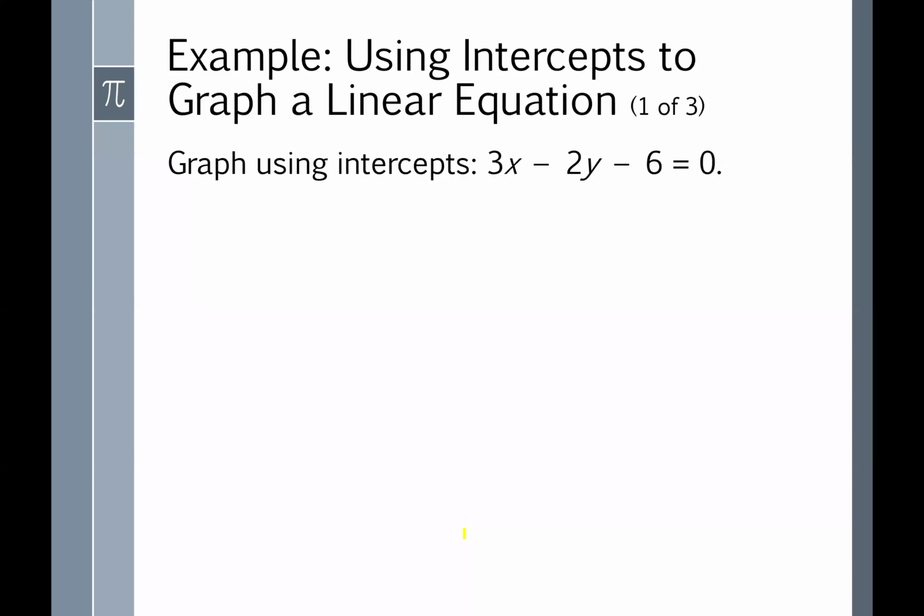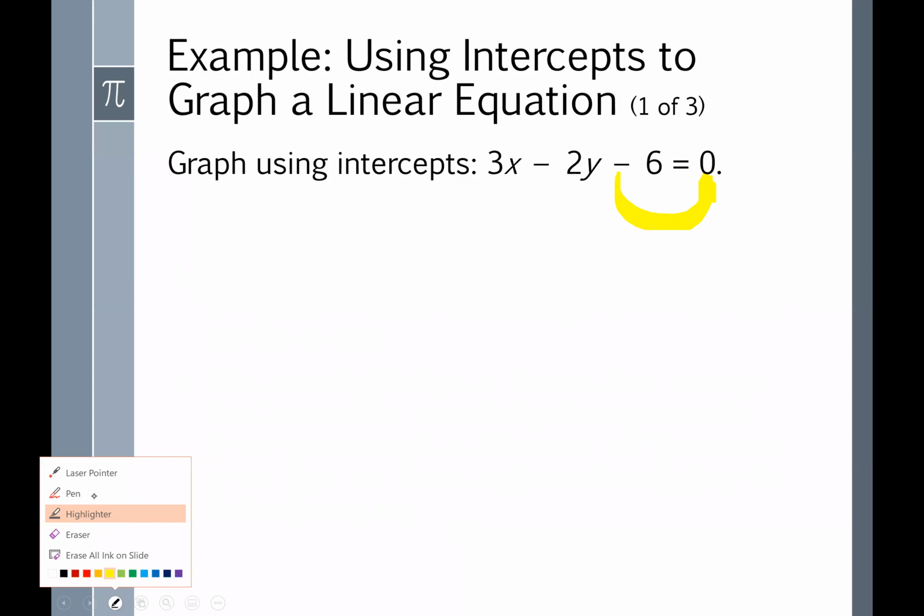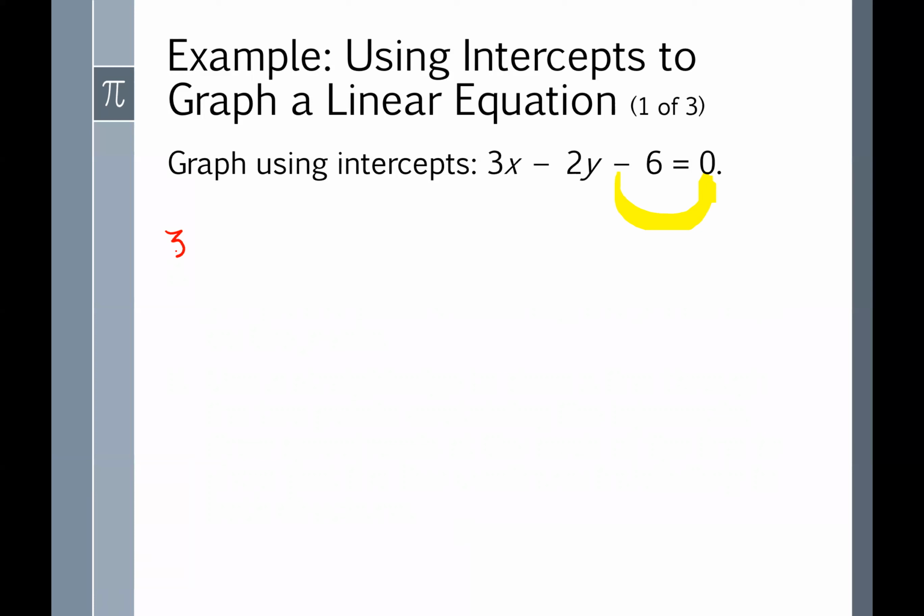Okay, so graph this line using intercepts. Okay, this is in general form. So what I normally do is I normally move the constant over to the right-hand side. It just makes things a lot easier for me to do. So I'm going to take my equation, and I'm going to move the 6 to the right-hand side by adding it to both sides of the equation.